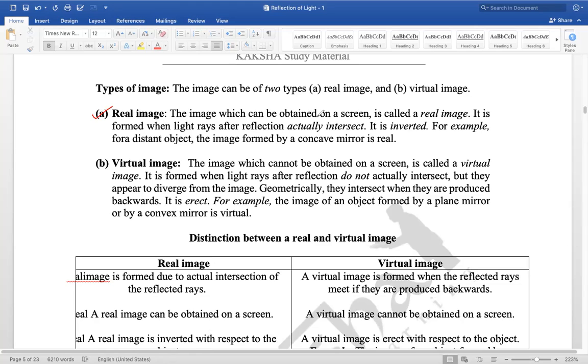So that image which we can see on a screen, which we can take on a screen, is called a real image. क्योंकि actual light rays meet कर रही हैं, तो actual light rays जहाँ पे meet करेंगे वहाँ पे real image बनेगा. So image which can be obtained on a screen is called real image. It is formed when light rays after reflection actually intersect. So it is inverted. For example, real image is always inverted, and virtual will be always erect. For example, for a distant object, the image formed by concave mirror is real.